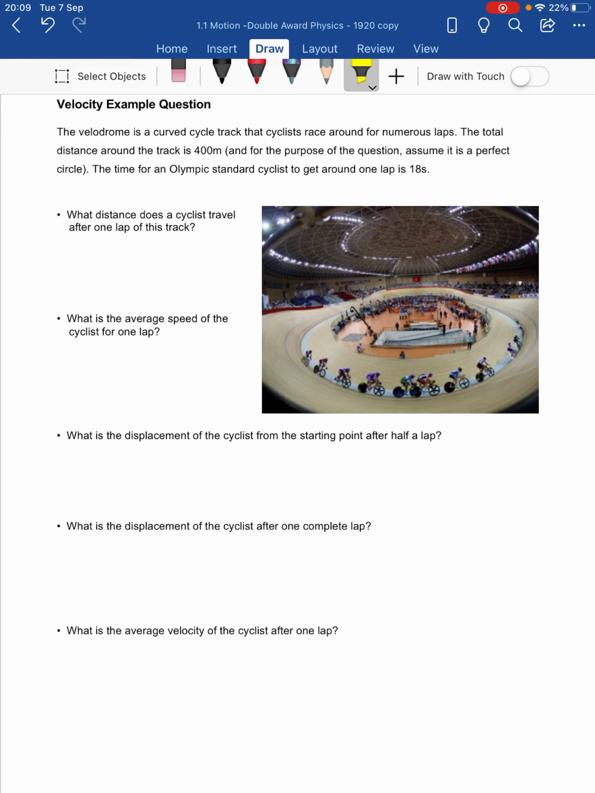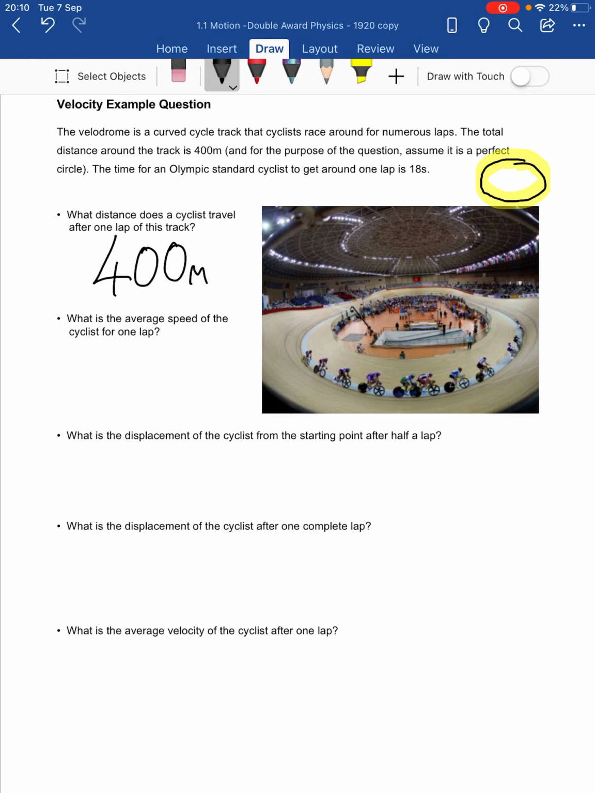The velodrome is a curved cycle track that cyclists race round for numerous laps. Total distance around the track is 400 meters. So there's our track. And for the purpose of the question, assume it's a perfect circle. So the perimeter is 400 meters. The time for an Olympic standard cyclist to do one lap is 18 seconds. Sounds nuts.